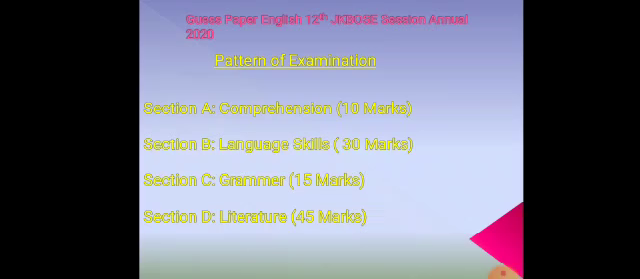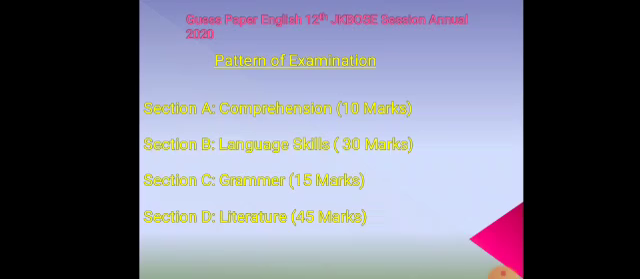Here, it is pertinent to mention that literature alone carries approximately 50% weightage of the overall paper. So students have to give more focus to Section D, that is literature. Now, we will analyze each section one by one and will also give you some insights into what kind of questions may be asked under each section.